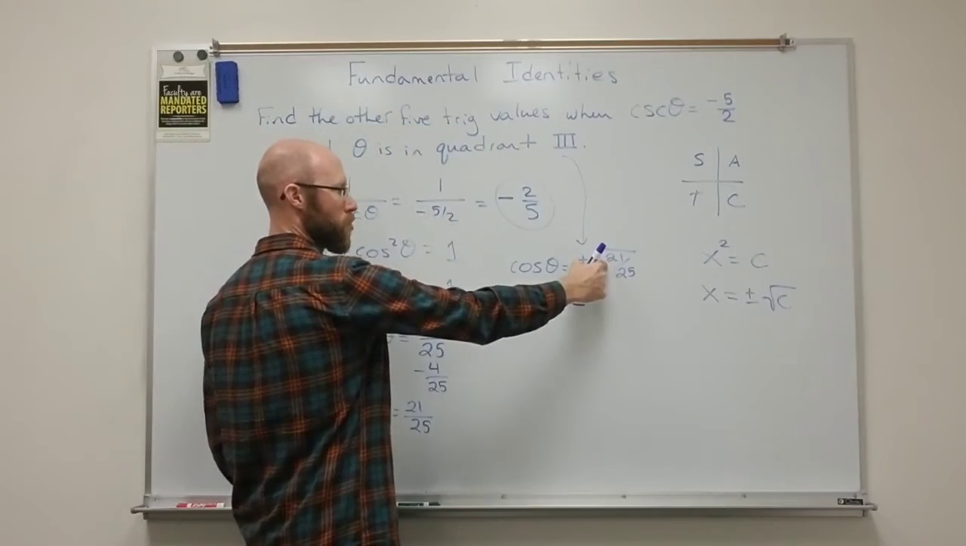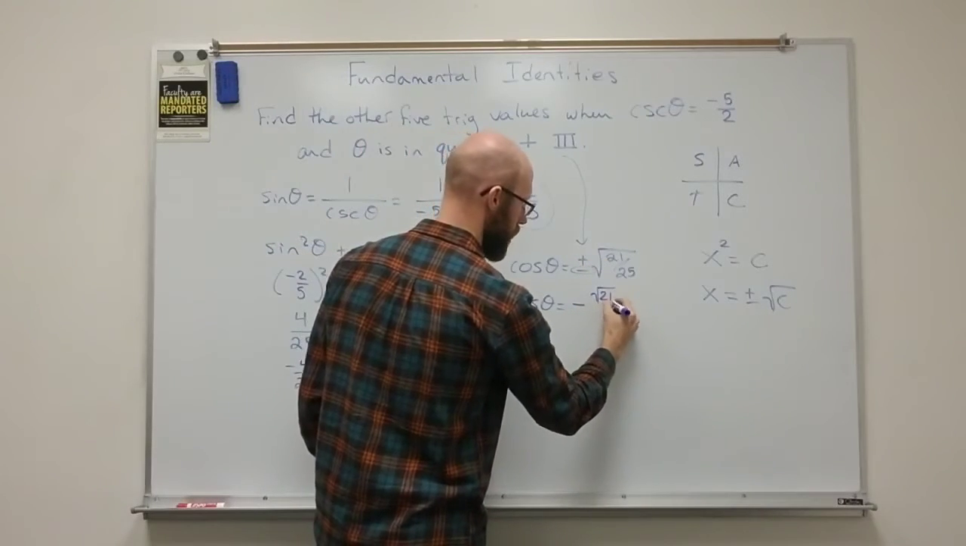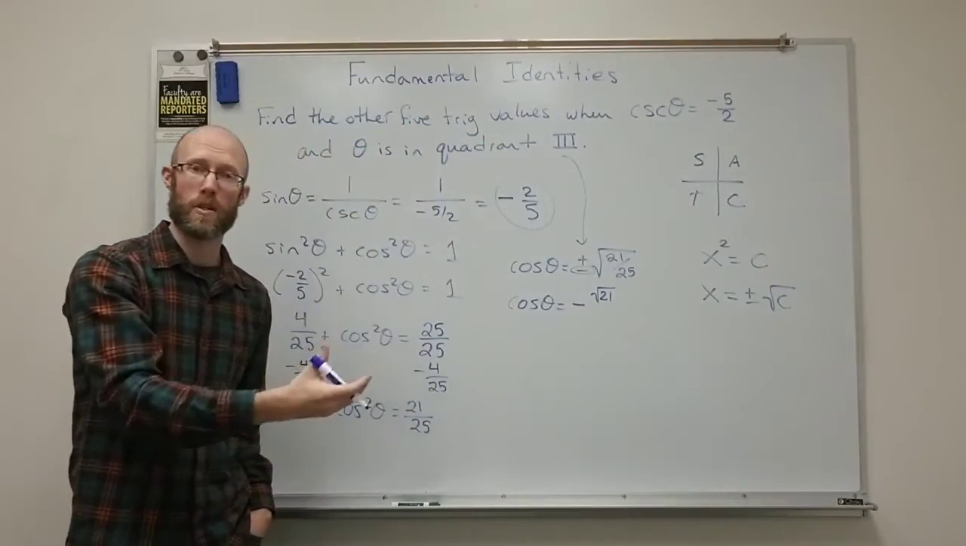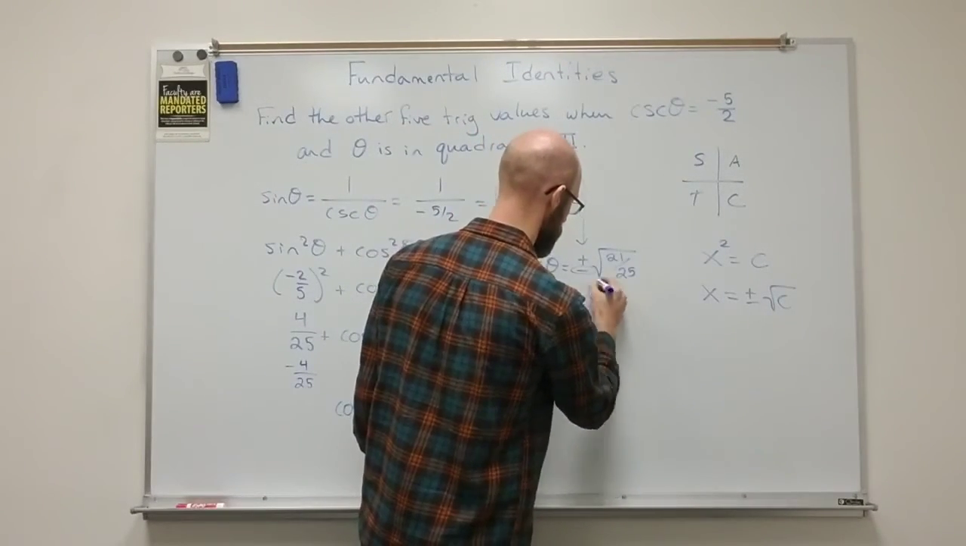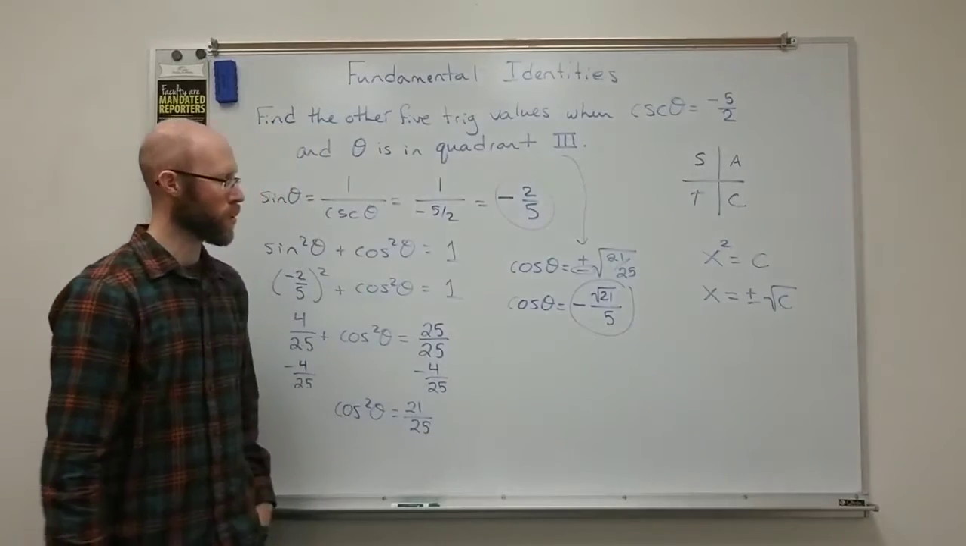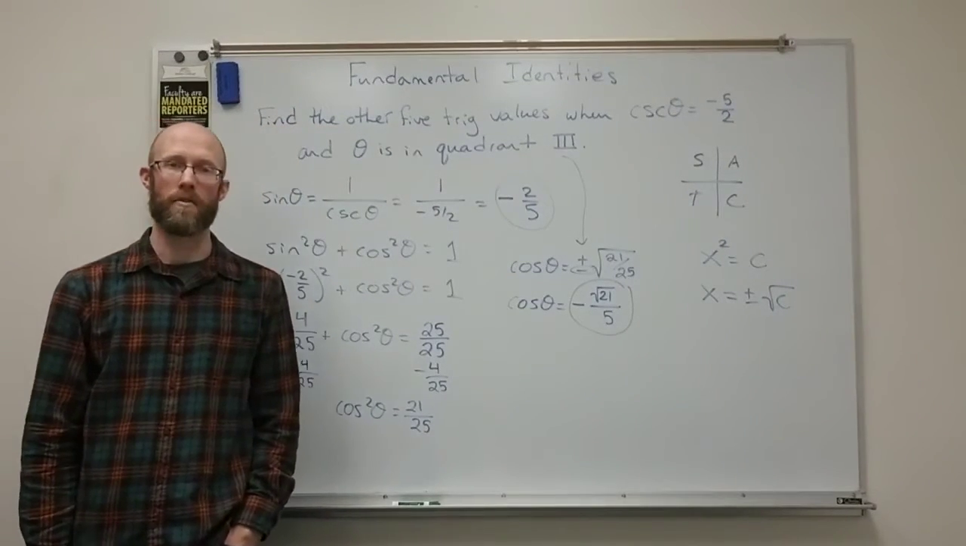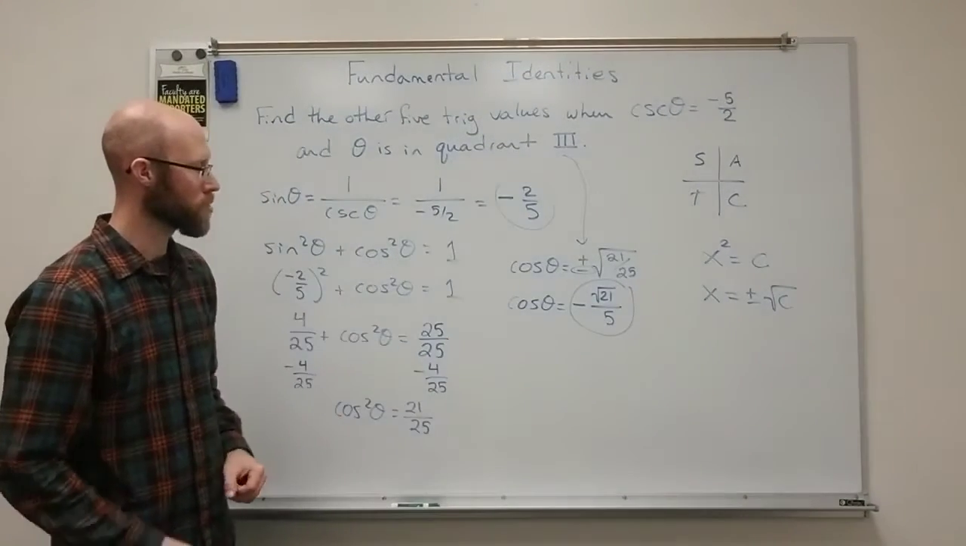Now, the square root of 21 doesn't simplify, but the square root of 25 does. So if I split that root up, I end up with just a 5 on the bottom. Negative square root of 21 all over 5, okay? So that gives me the cosine value.